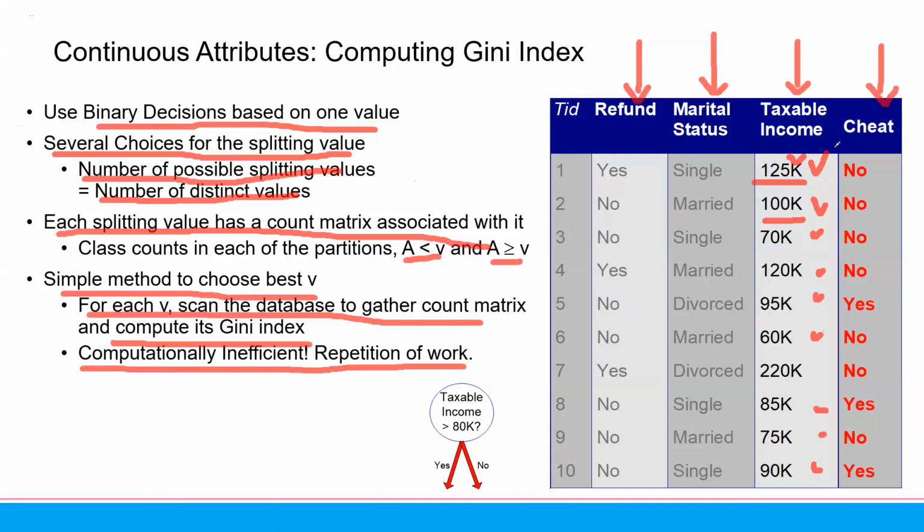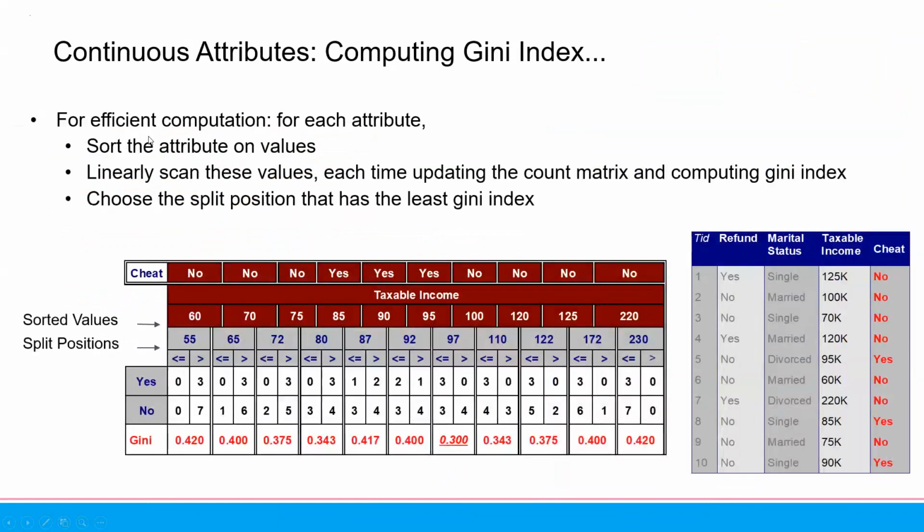So as I mentioned, if we use the splitting value, let's say we choose this one, it will be very computationally expensive. So for efficient computation, we will do it this way. First, we will sort the attribute, and then we will linearly scan the values.